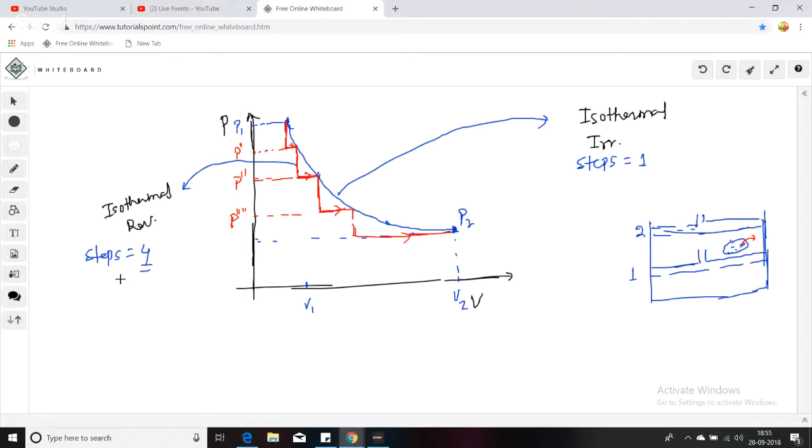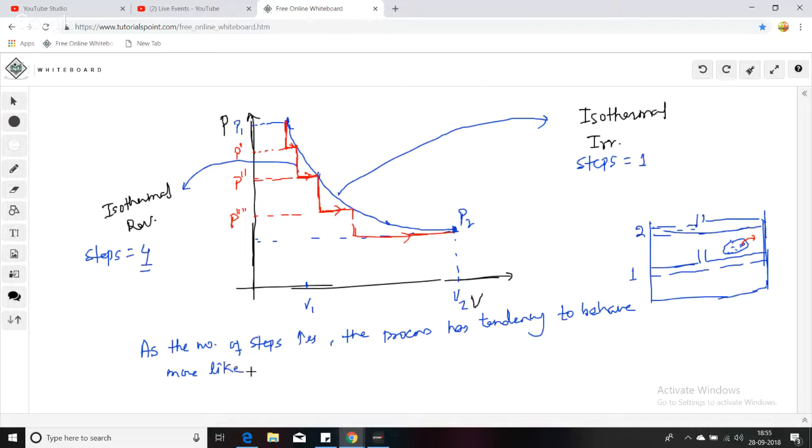Okay. So one more thing we can conclude from here: as the number of steps increases, the process has a tendency to behave more like a reversible process. Any doubt you have in this, you can ask me now.